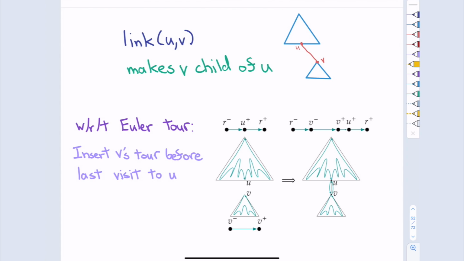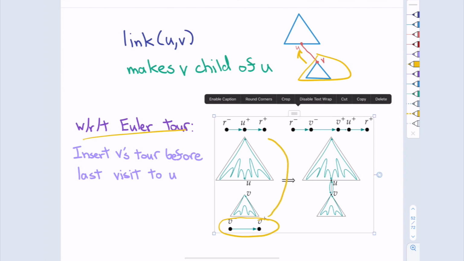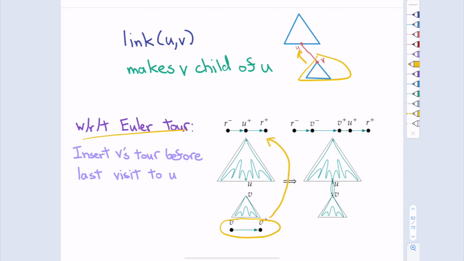So, for example, if I wanted to take the subtree rooted at V and make it a child of U, then in terms of the Euler tour, I'm trying to figure out how to insert the Euler tour of V's subtree into the Euler tour up above. In that case, I would figure out where I entered U plus. And so here you kind of see it being inserted in between. Actually, I feel like the U plus should have been here.